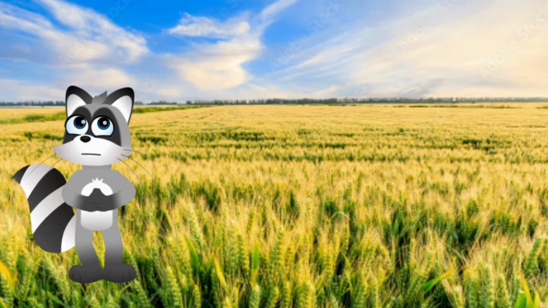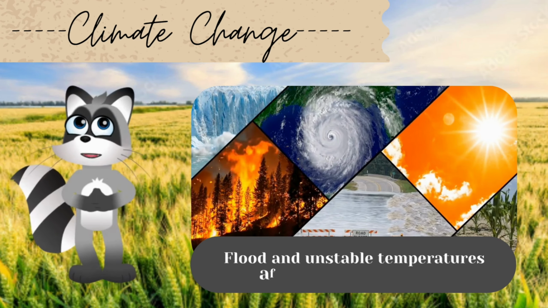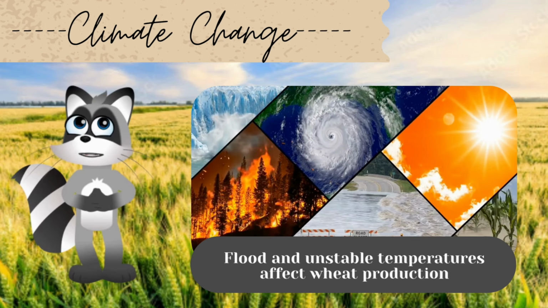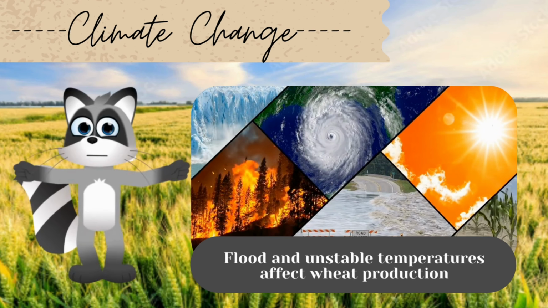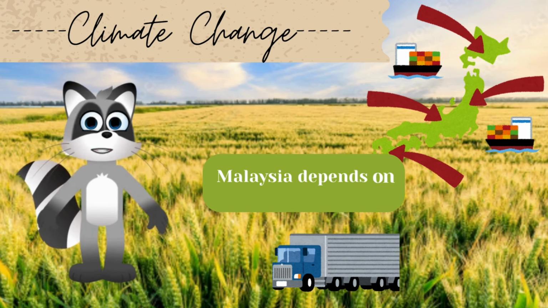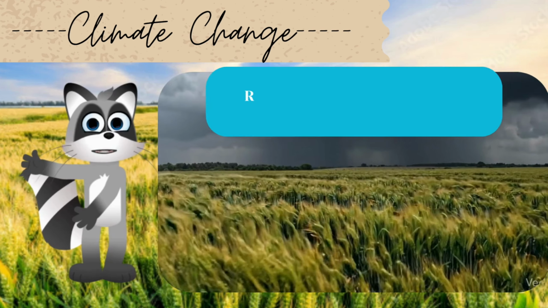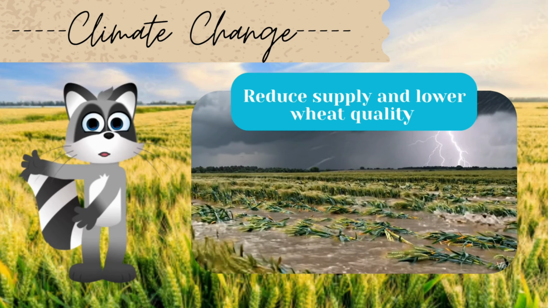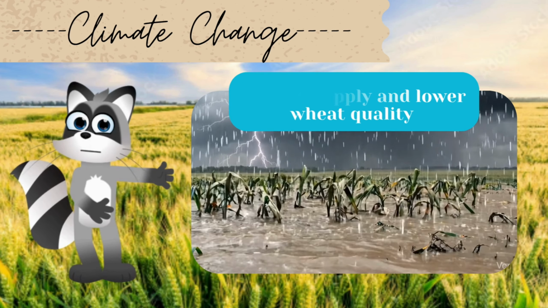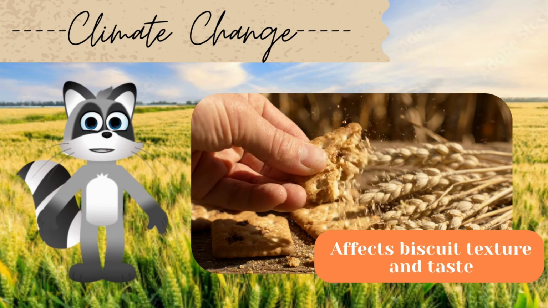One major challenge we may face is climate change. Climate change such as floods and unstable temperature can affect wheat production in major exporting countries like Australia and Canada. Since Malaysia does not produce enough wheat, it relies heavily on imports from those countries. This situation may reduce the supply of wheat and affect its quality. As a result, it can impact the texture and the taste of the biscuit crackers.